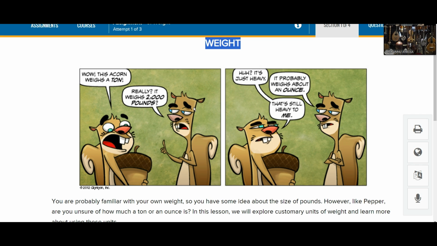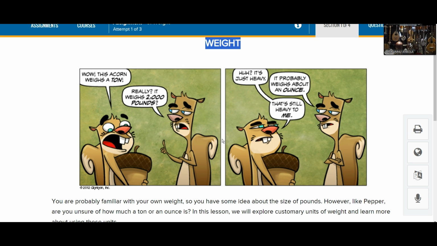Wow. This icon weighs a ton. Really? It weighs 2,000 pounds. Huh? It's just heavy. It probably weighs about an ounce. That's still too heavy for me.